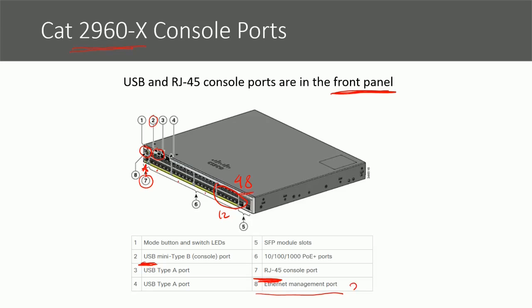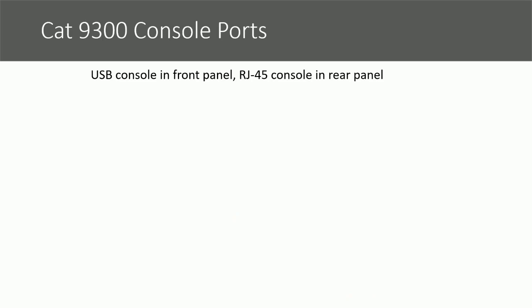This port is out-of-band management, which means you can manage the switch from this port that is totally different from the ports used to connect users. And this port is number 8 and located in the front panel also, which means we have all management interfaces in the front panel: USB-serial console management, RJ45 console management, and Ethernet out-of-band management. This is not the case in other switches like Catalyst 9300, for example, where USB console is in the front panel while RJ45 console is in the rear panel.